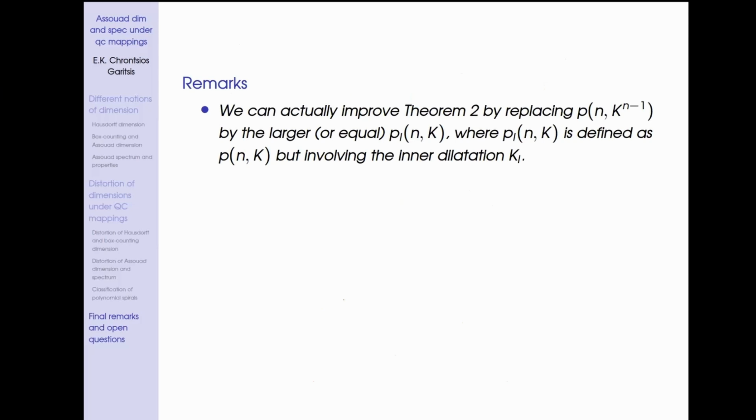Let me wrap up the talk with a couple of remarks. We can actually improve Theorem 2 and Theorem 1 a little bit by using the P sub I and K integrability exponent. That is the exponent defined exactly the same way as P and K, but involving the inner dilatation, K sub I. To get the other estimate, we just apply the estimate we proved to the inverse. For this, we will need to redo the whole proof for the inverse, but it goes exactly the same way.